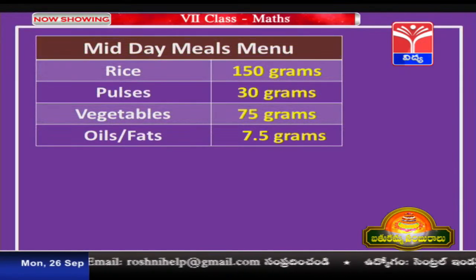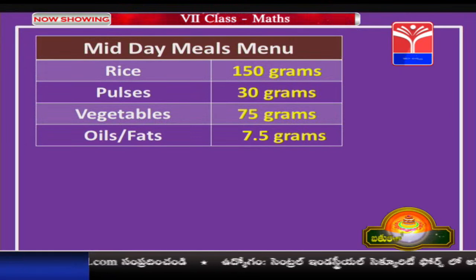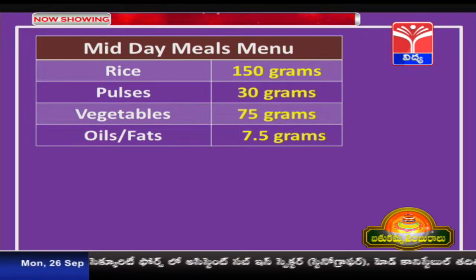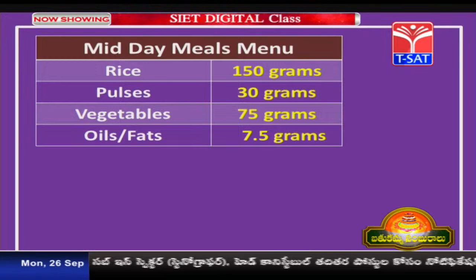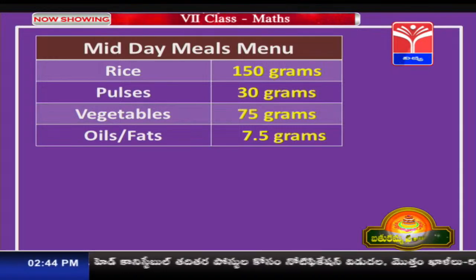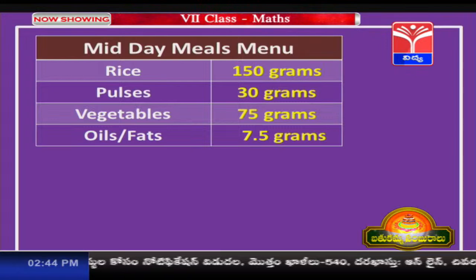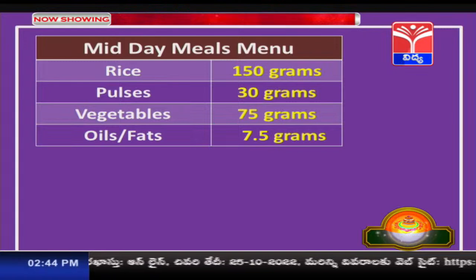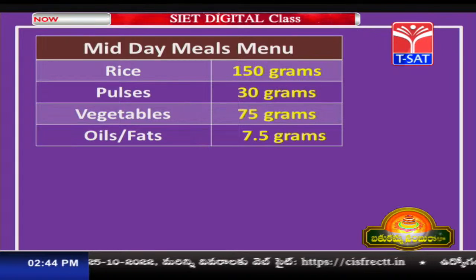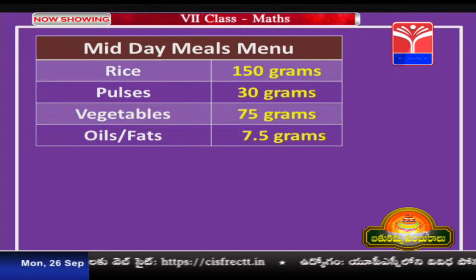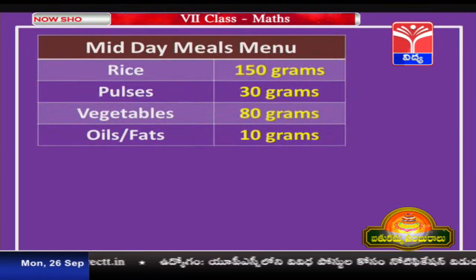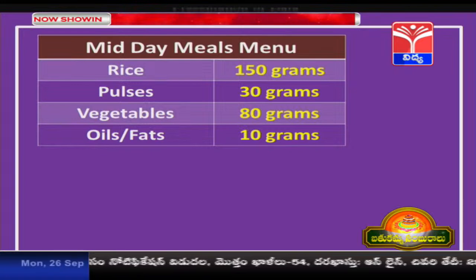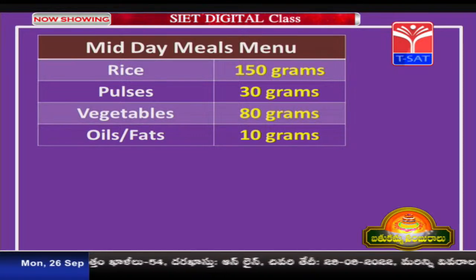So, the midday meals menu will be as shown on your screen: rice 150 grams, pulses 30 grams, vegetables 75 grams, oils or fat 7.5 grams. This is the menu which every school is going to provide for the children. Per child they have to serve this. For our calculation purpose, a little bit of modification is done in this. Let us see what modifications I have done. Instead of 75 grams, I have taken vegetables as 80 grams, and oils and fats I took as 10 grams instead of 7.5 grams.